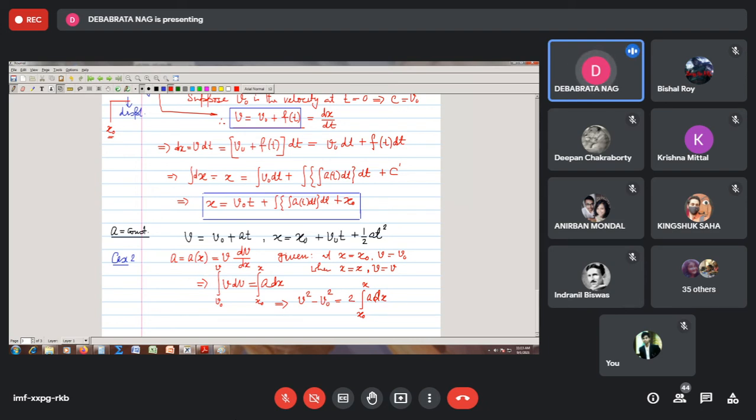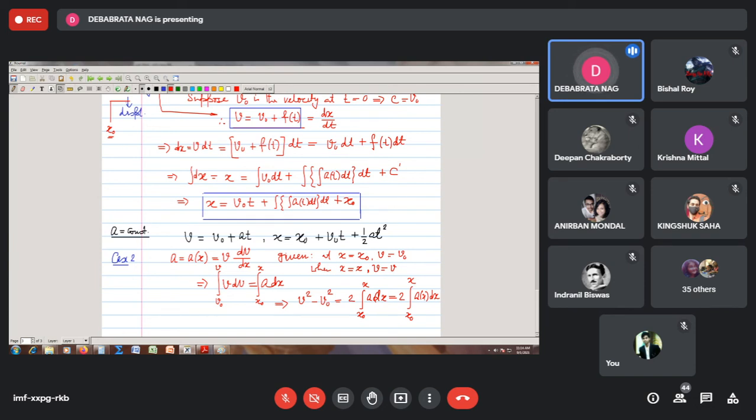So you see, if you know the acceleration, that means if you write it in this way, it becomes 2 times the integration from x0 to x of a of x dx. So if you know explicitly the variation of acceleration with respect to x, you can integrate it to write that. Now here again we have a special case.